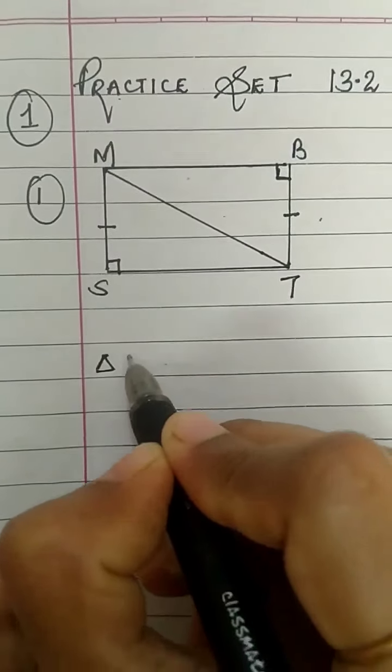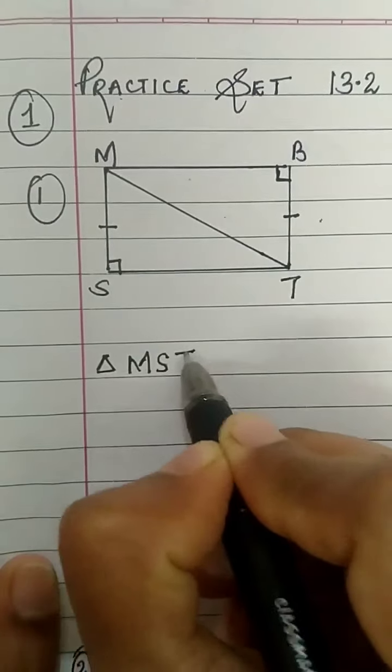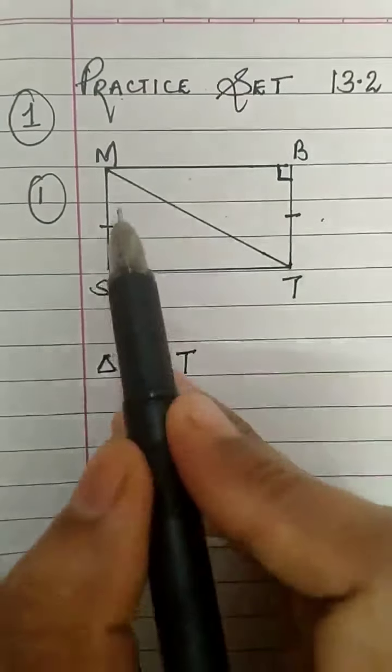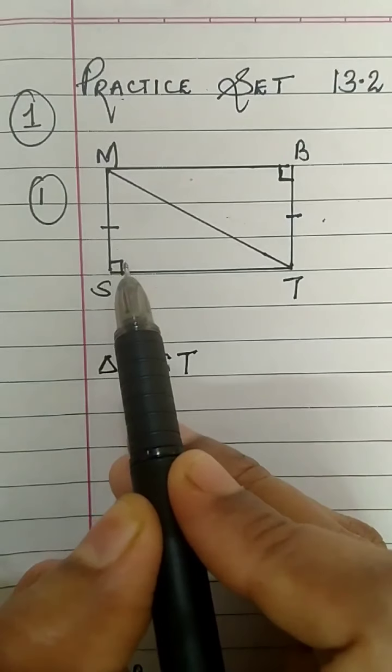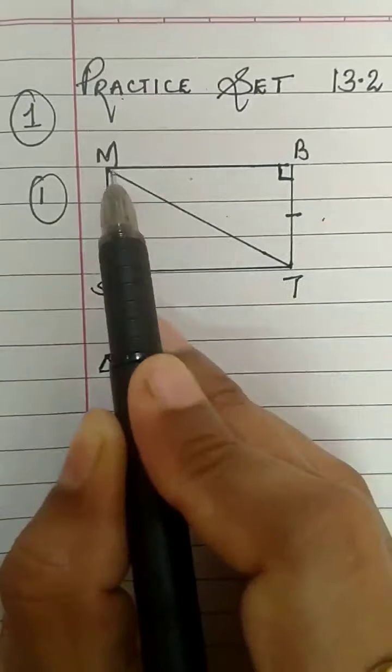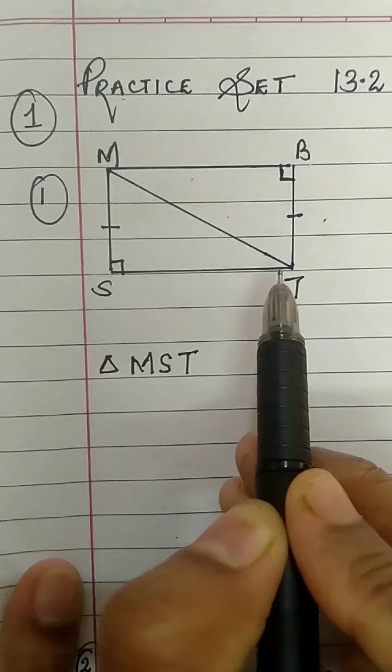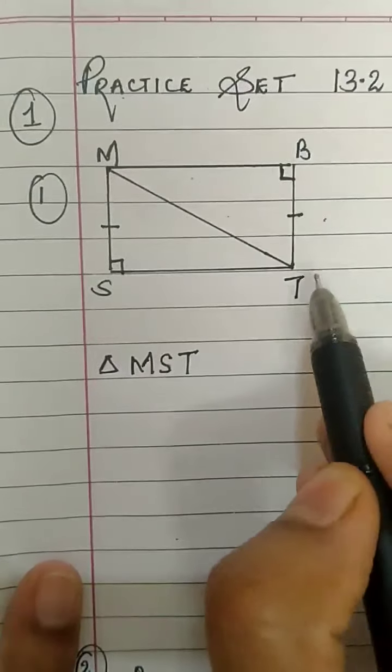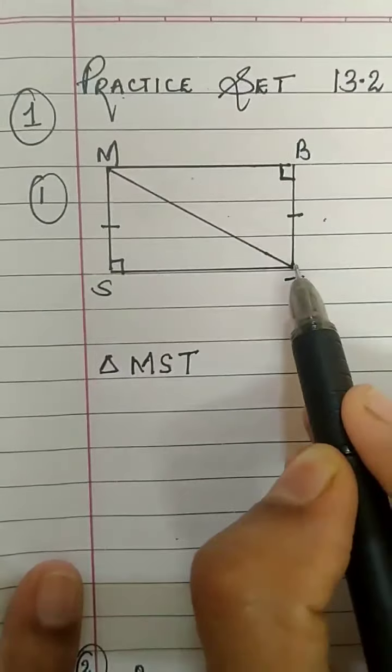Let's take the name of the triangle. Triangle MST. Single marked 90-degree angle and then nothing marked. In the same way you take the next triangle: single marked 90-degree and nothing marked. So, TBM. Triangle MST and triangle TBM.